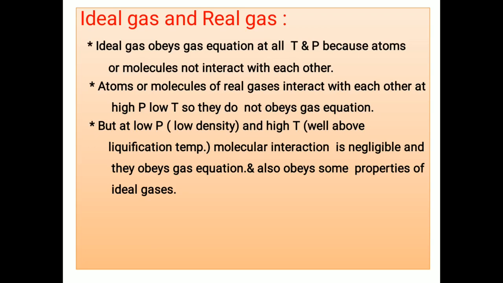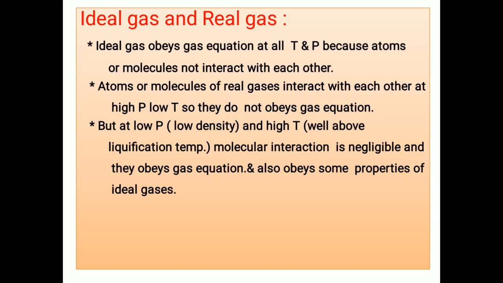Okay, let us see the next topic. Then the question arises, what is an ideal gas and a real gas? Ideal means you can say perfect gas also. An ideal gas obeys the gas equation, which equation? PV equal to RT, or for n moles PV equal to nRT, at all absolute temperatures and pressures, because atoms or molecules of the ideal gas do not interact with each other. Then the question arises, what is the meaning of interaction?